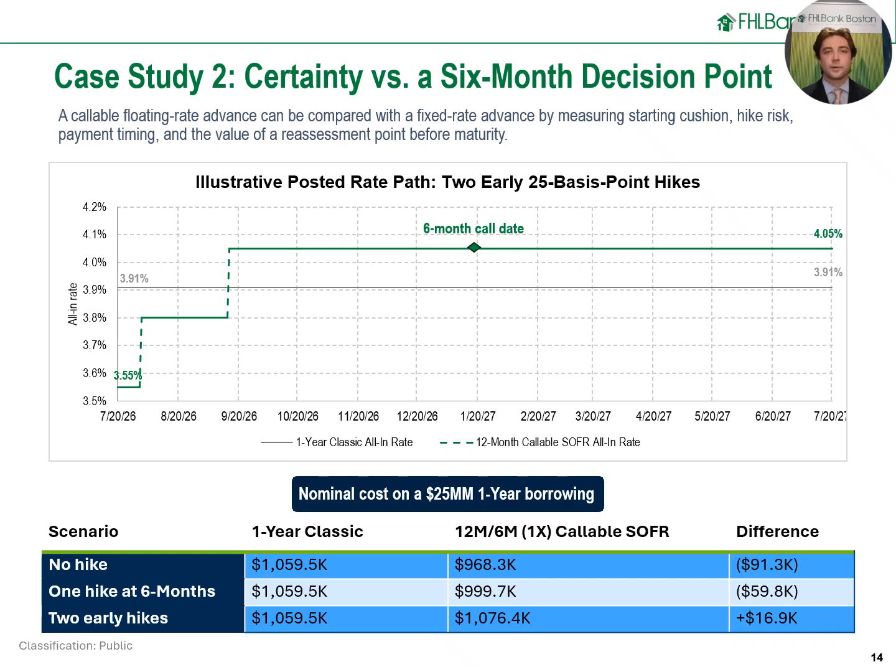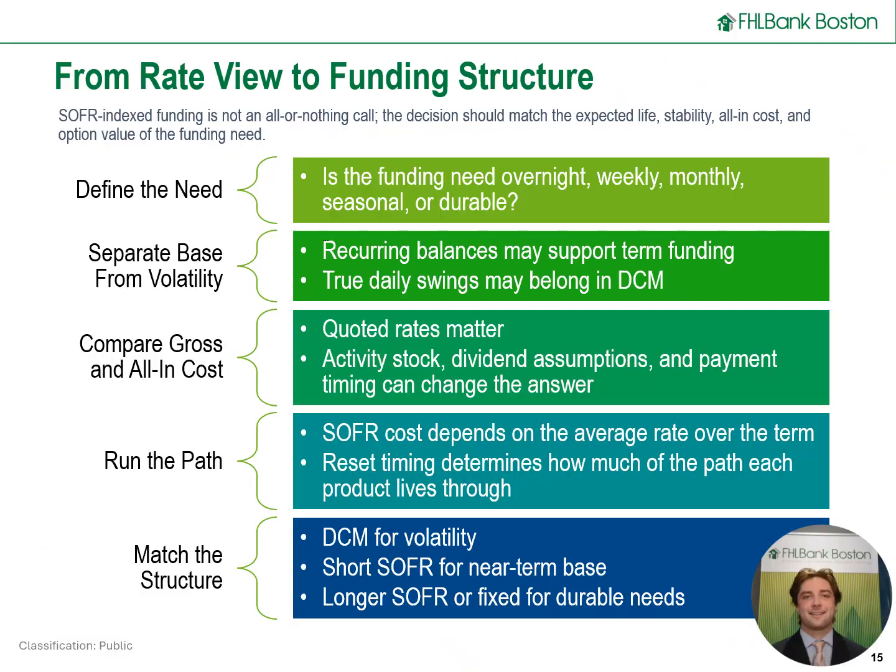So, floating does not win every path. The value is knowing which path makes it lose. The takeaway is not that SOFR always wins. It is that a recurring short-term roll should not become an automatic habit.